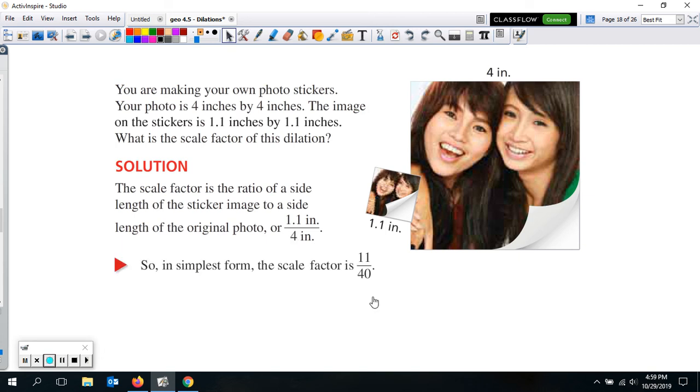So our scale factor as a fraction would be 11 over 40, because we wouldn't want a decimal inside of a fraction. Move the decimal place 1 over to make 11, add a 0 to the bottom. So 11 over 40, which is less than 1, is our scale factor.